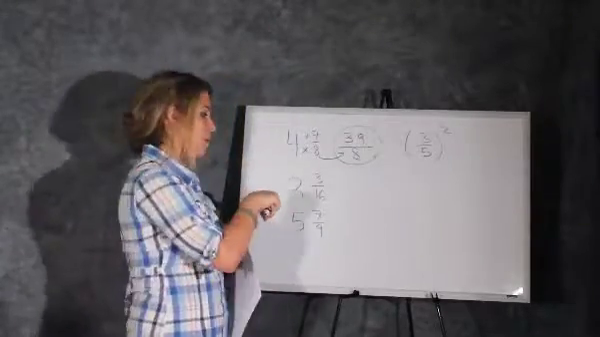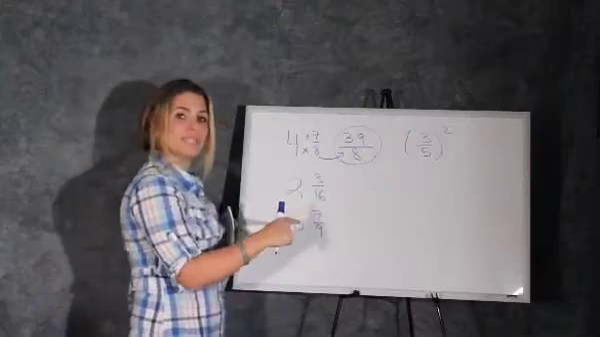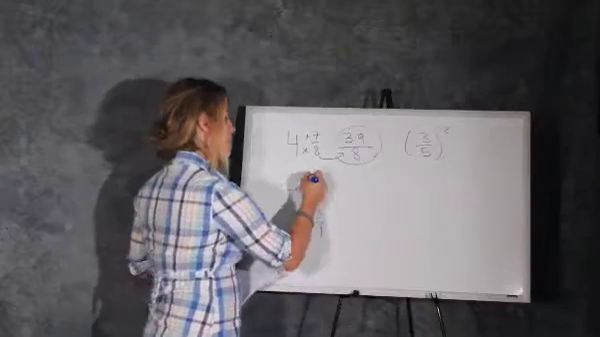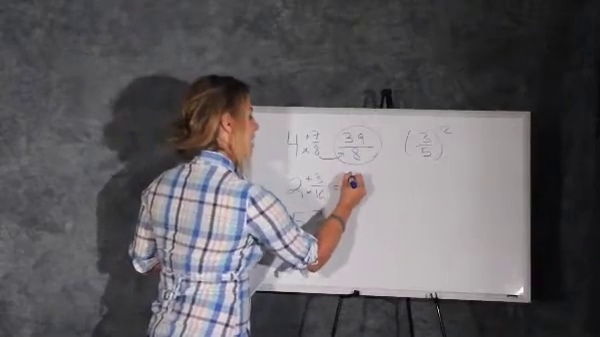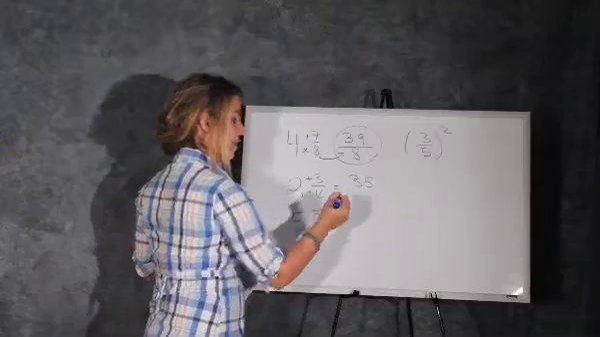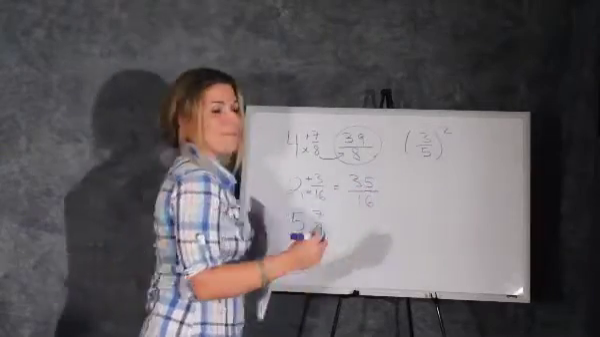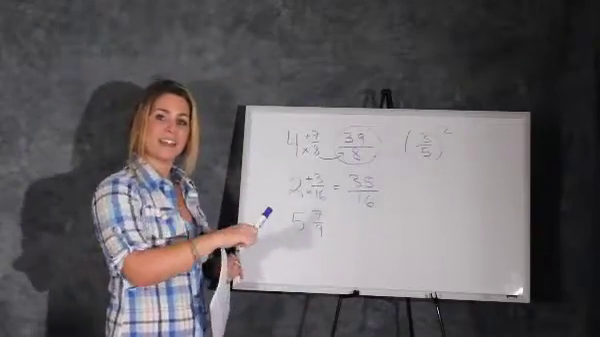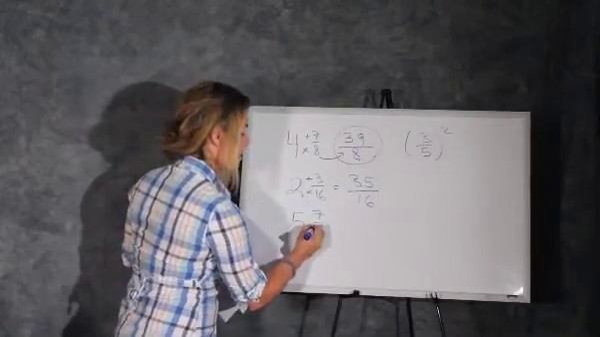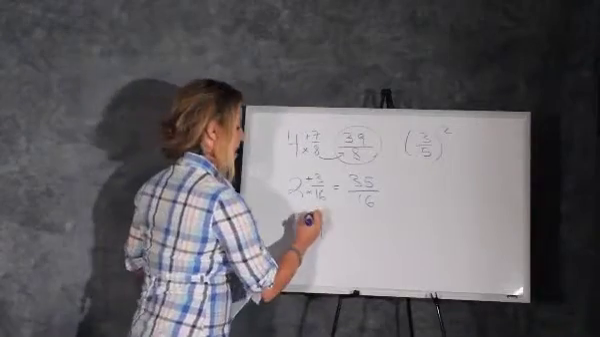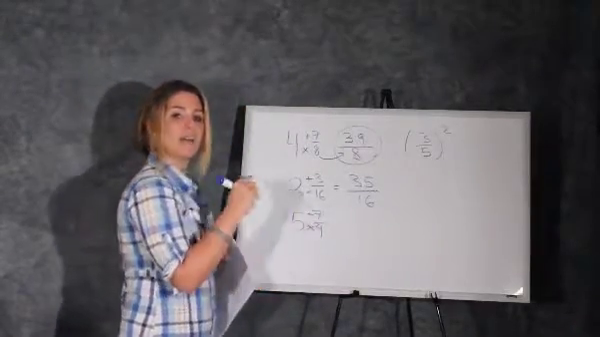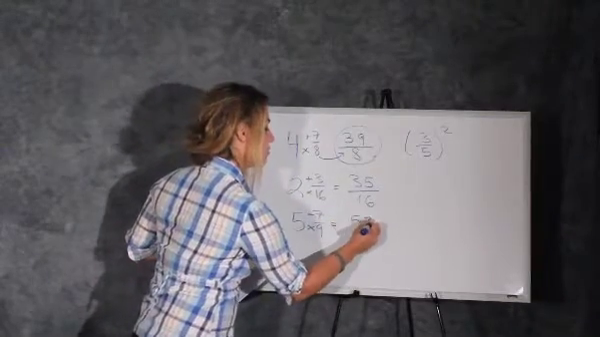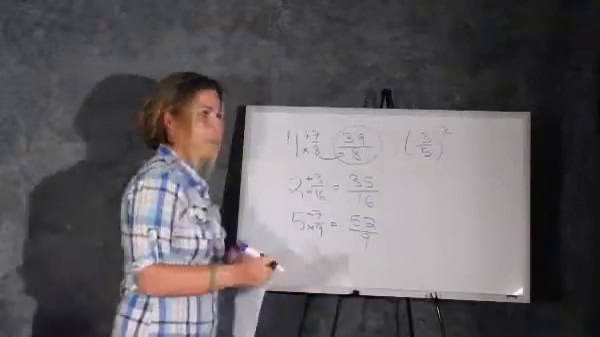Moving on to the next one, we have 2 and 3/16, so we multiply 2 times 16 to get 32. Then we add 3, and that is our numerator, 35, and then we keep the bottom the same at 16. Our last mixed number is 5 and 7/9. So we're going to multiply that together, add the 7. So 9 times 5 is 45, plus 7 is 52, and then we put the 9 on the bottom.